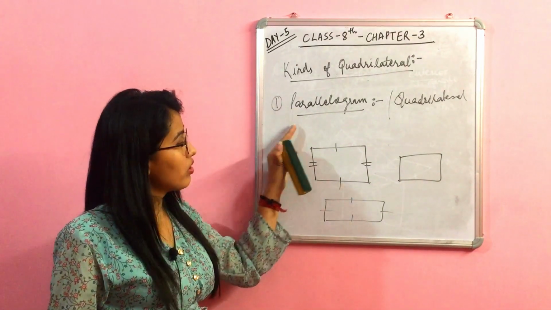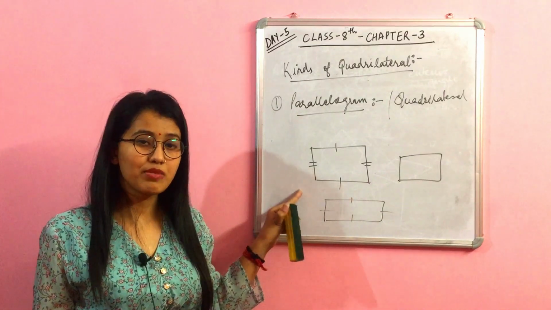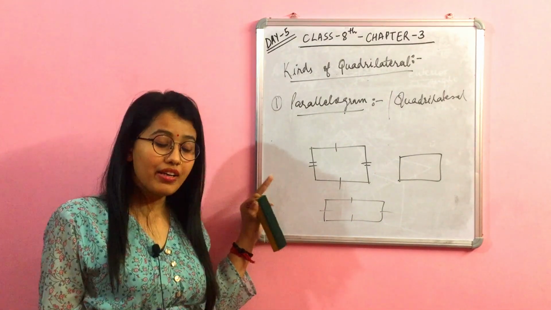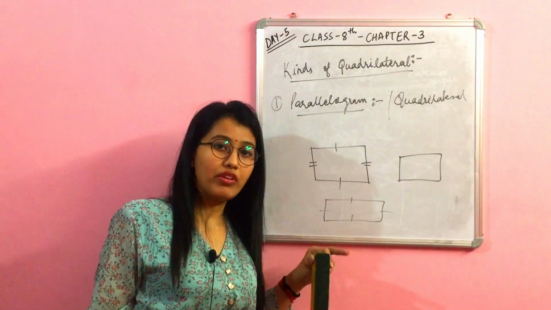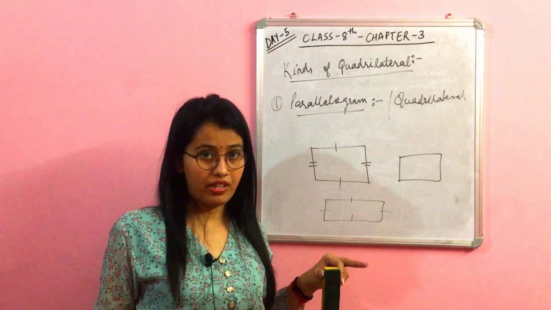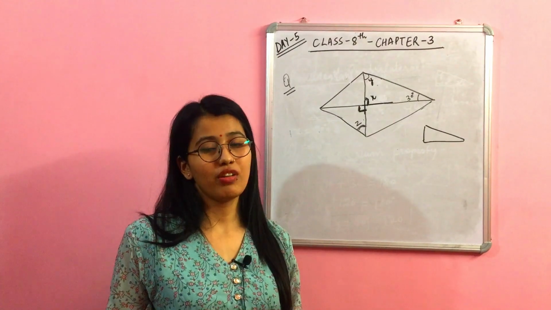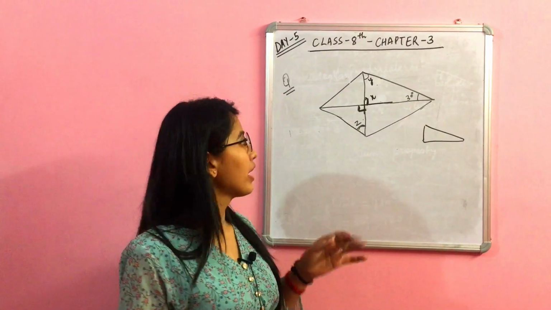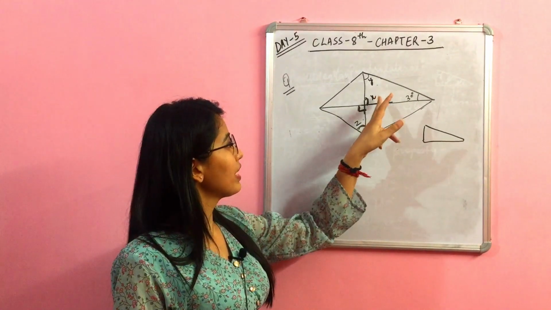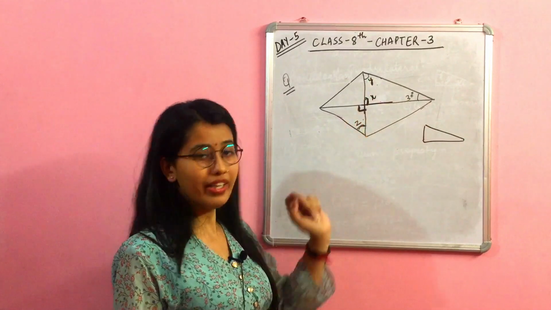We will solve questions as well on the parallelogram and trapezium, and how we can find the exterior angle of any parallelogram, trapezium or kite. Okay, let us solve one more example on parallelogram. This is a parallelogram and we have to find the value of x, y and z.